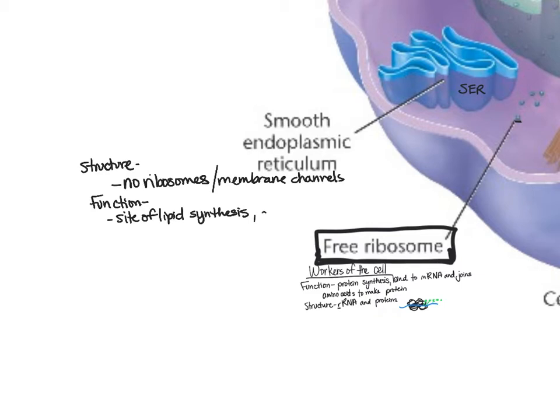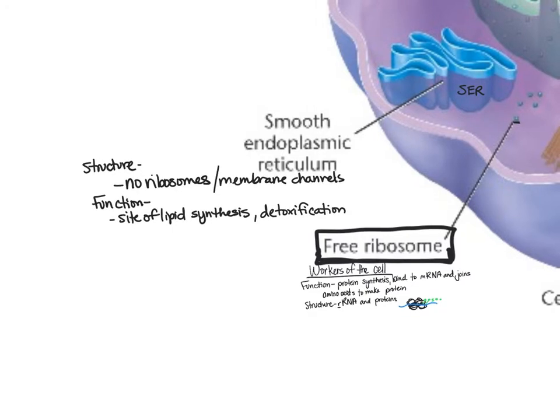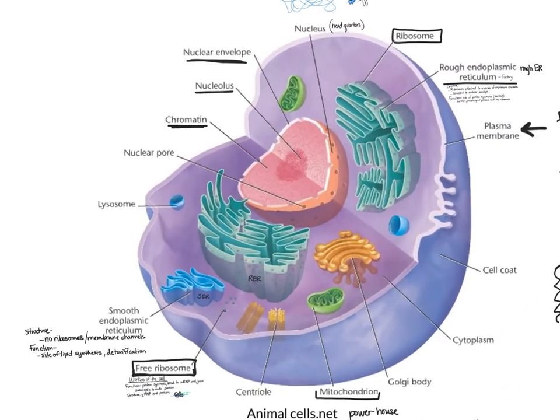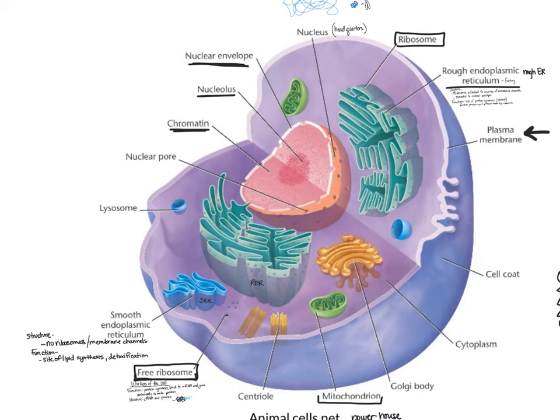And this is also the site of detoxification. So we have in our liver, where we detoxify things, namely alcohol, which is a poison, and other types of drugs, are going to be detoxified within the cells of the liver. The cells of the liver then have high amounts of smooth endoplasmic reticulum because they're going through high amounts of detoxification in the body.